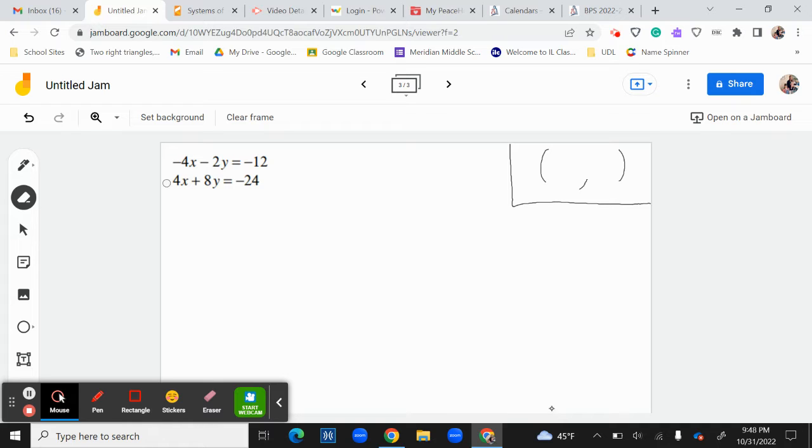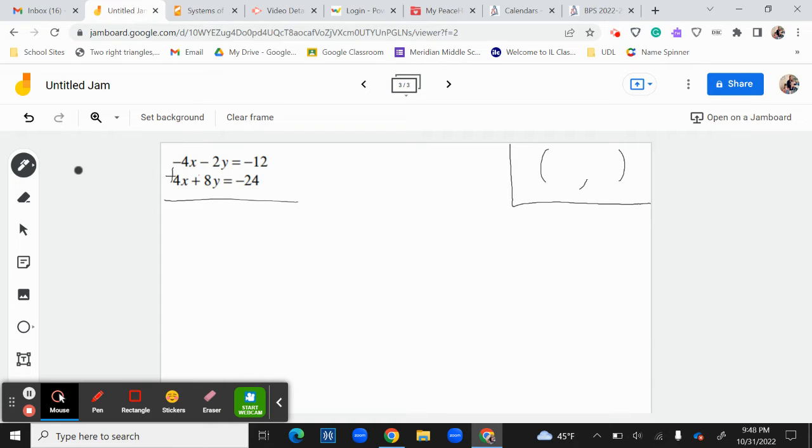So looking at this, the first thing I notice is that I have a negative 4x and a positive 4x. So I know that if I add negative 4x plus positive 4x, I'm going to cancel out those two terms, which would eliminate my x value. So that's the first step that I'm going to do. I'm going to add those two equations together. So we add those.